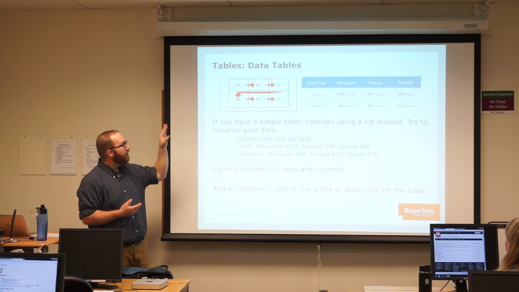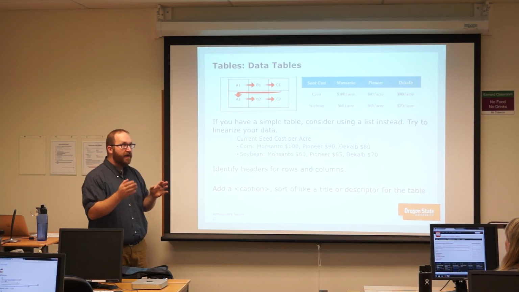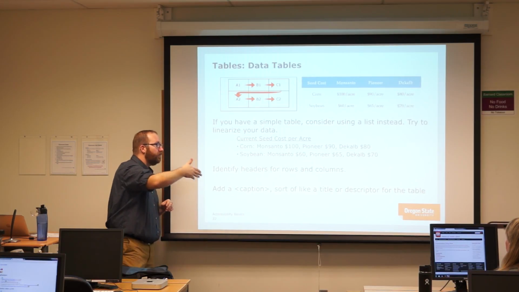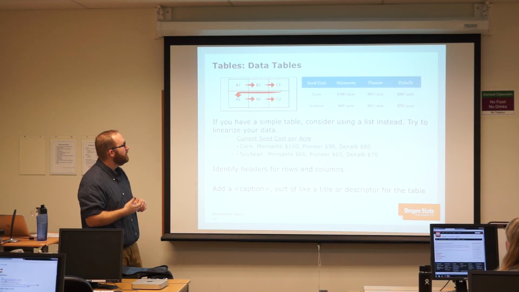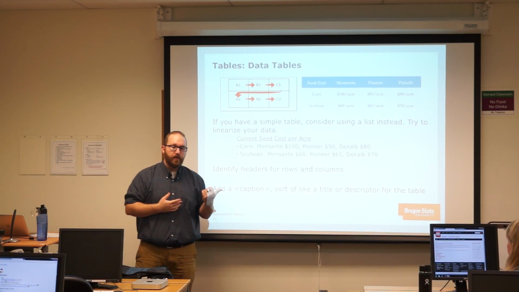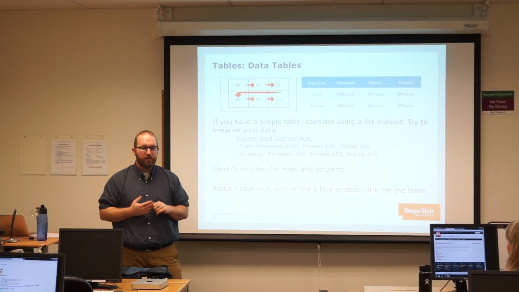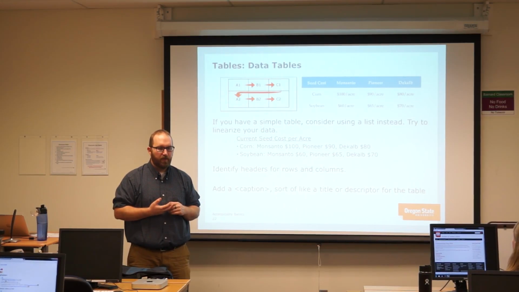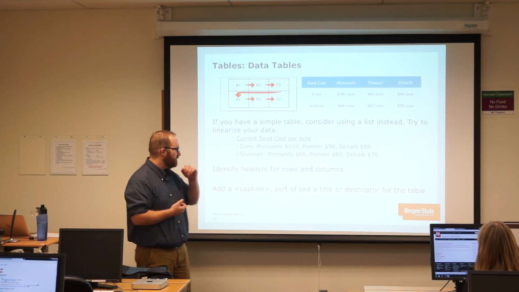So if you think about the way that most tables are read, you go left to right, top to bottom. You read across a row of headers and maybe a column of headers. And if you think about how we were using the concept of linearization earlier, the screen reader will actually linearize the table to provide the context for it.